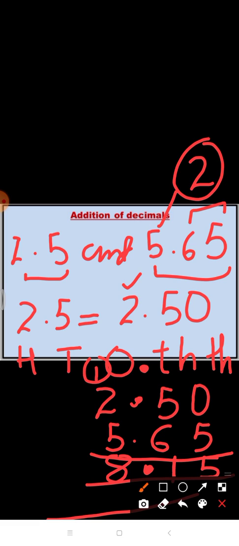Now I hope you can try question number 2 and question number 3 of exercise number 5, which is in your book on page number 100.